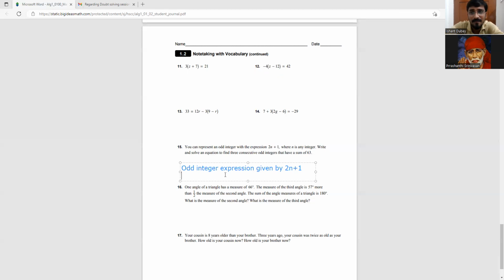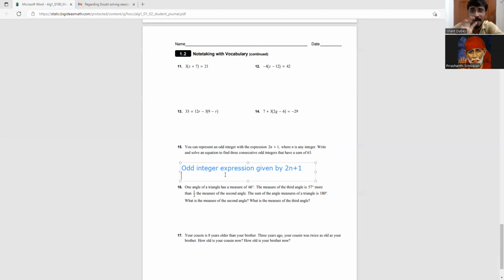Odd number. Okay. So what is an odd number? You already know. The number which is not divisible by 2. Yes or no? And odd numbers are also positive natural numbers.